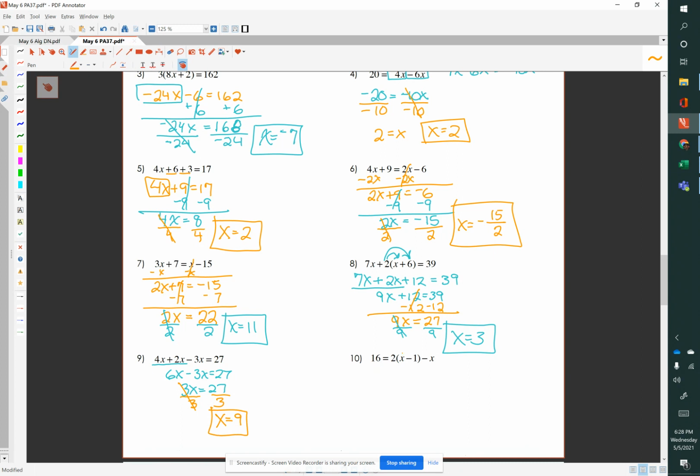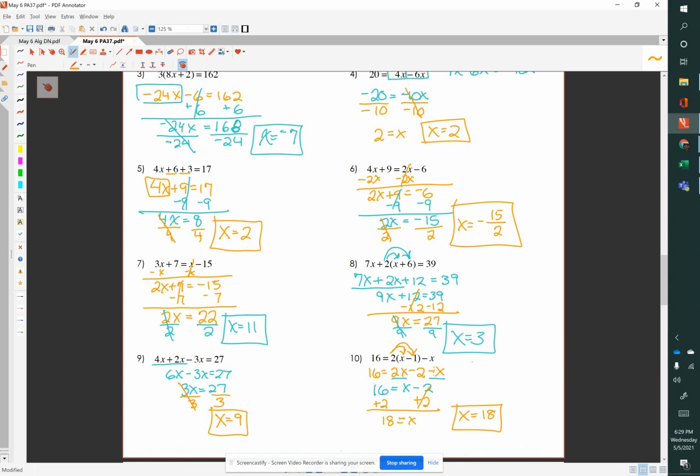And then number 10, 16 equals 2 times the quantity of x minus 1 minus x. First, we do that distribution. So 16 equals 2x minus 2 minus x, and that's an invisible 1 in front of the x. So what we can do is we can combine like terms. 2x minus 1x is simply x. So it's going to be 16 equals x minus 2. And then we will add 2 to both sides of this equation for 18 equals x, or as I like to write it, x equals 18.